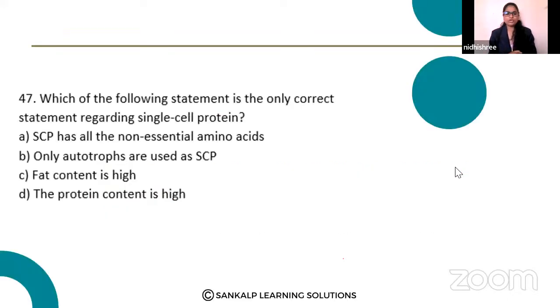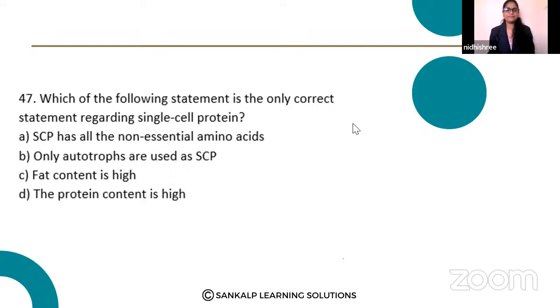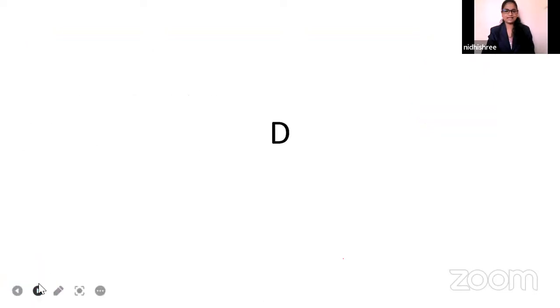Next question. Which of the following statements is the only correct statement regarding single cell protein? A, SCP has all the non-essential amino acids. B, only autotrophs are used as SCP. C, fat content is high. D, the protein content is high. Okay, what about the answers? Be fast. Samrinda, option D. Harshita, option D. Yes, option D, ma'am, the protein content is high. Kanchana Raj voted for option D. Padmayan, option D. Very easy question, very quick responses. Option D is the right answer.